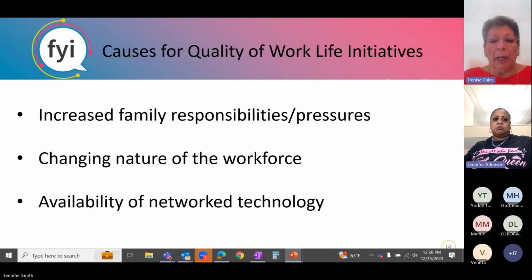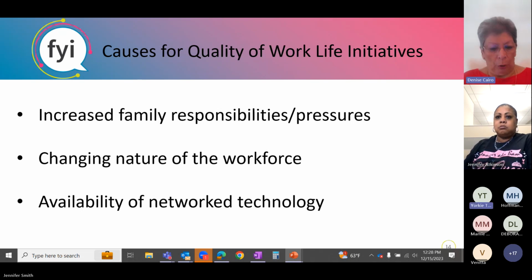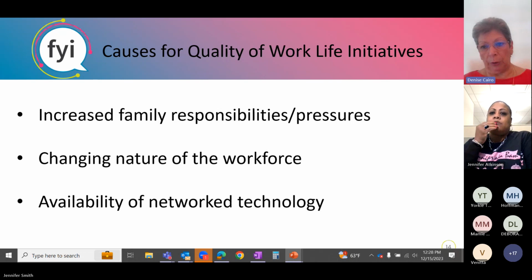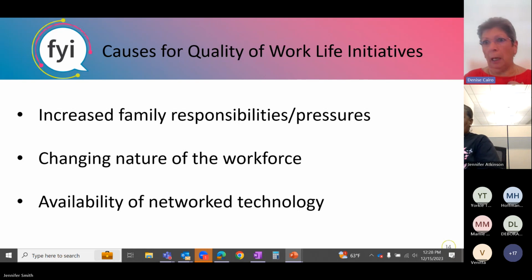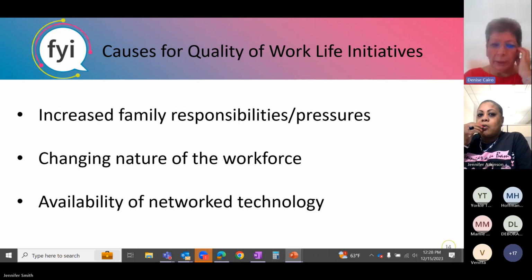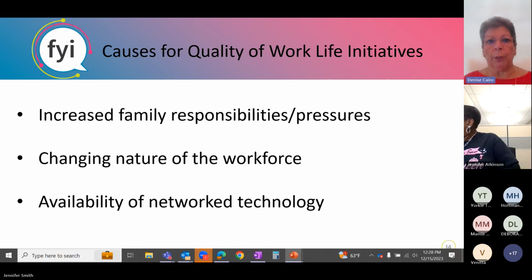Okay. But anyway, also now changing our quality of work life is the availability of network technology. And indeed, especially in FYI, we all know about that. Many of us, like me, work at home. I'm not near the DC area. Because of network technology, I'm able to perform my work at home, as many of us are able to do. So that has changed how we achieve our work, and has contributed to our quality of work life initiatives. If we can go to our final slide, please.